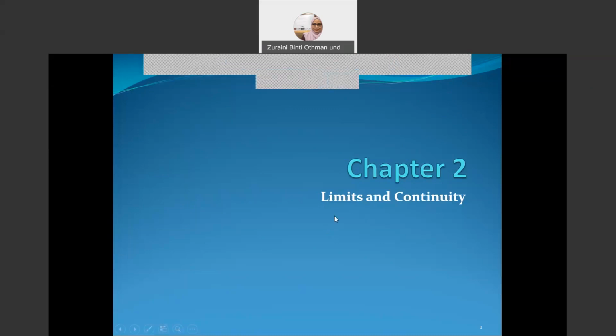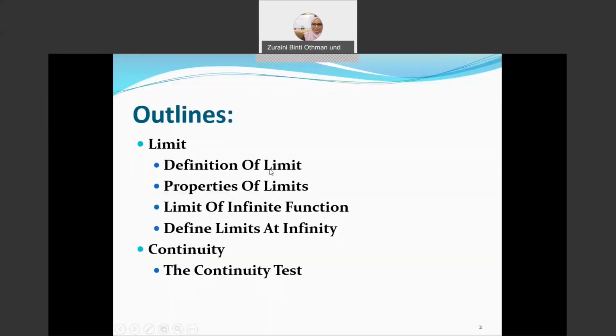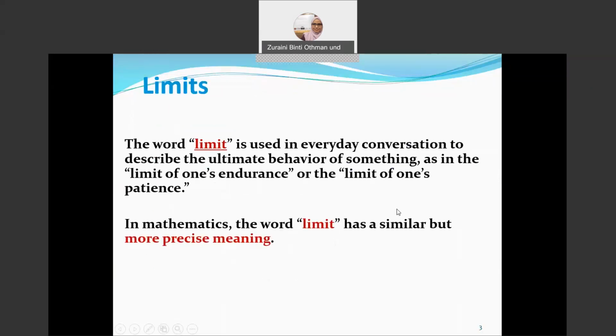So sekarang, this is the outline. For the limit is definition of limit, properties of limit, limit of infinite function, and infinite limit at infinity. And then we will continue with continuity test. As we know, frequently we use the word limit in our daily life, right?